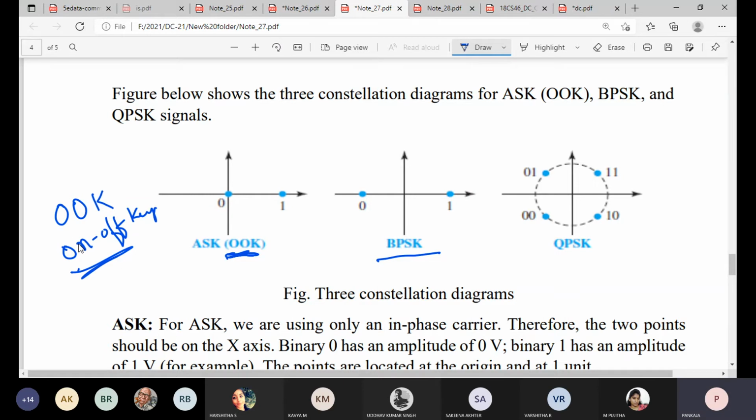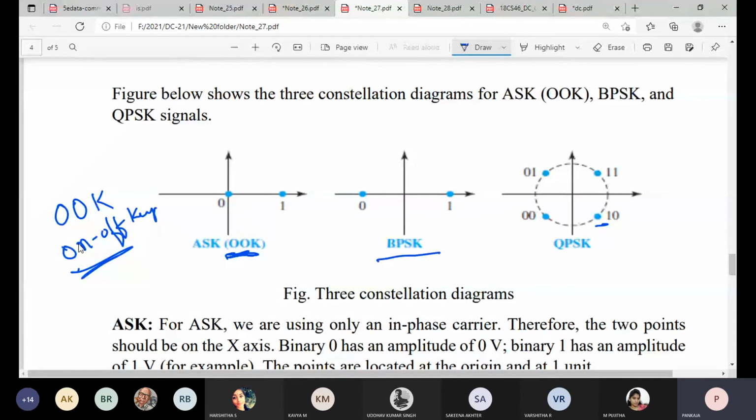Okay, so this bit indicates the data element 11, and this is 01, this is 00, and this is 10. You can just see there are changes in the phase of the signal element. It is not the same. So these are all different phases.